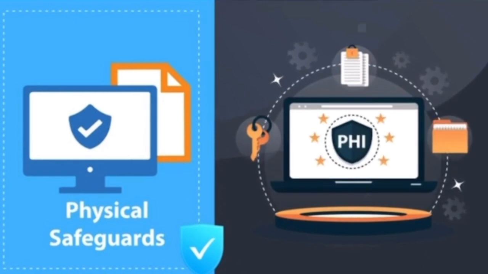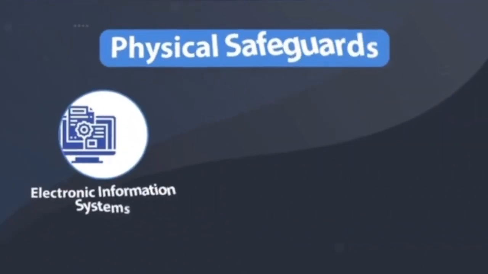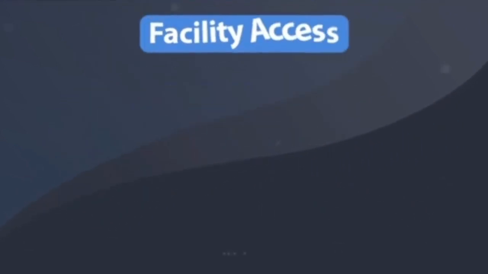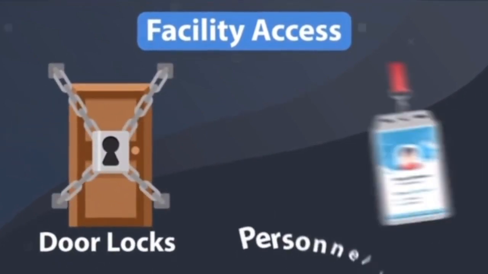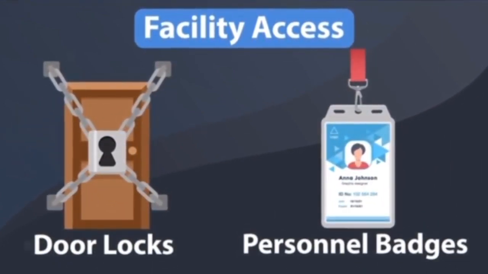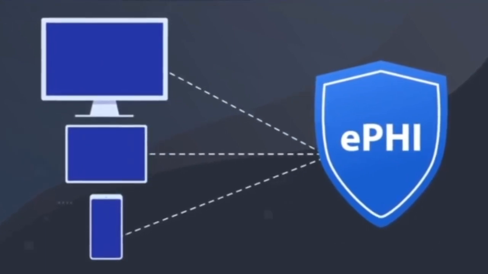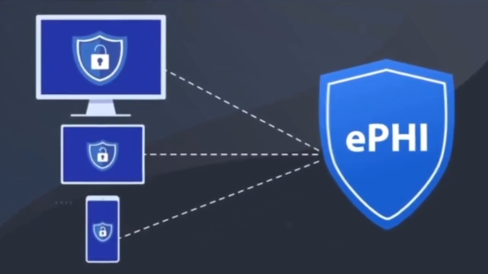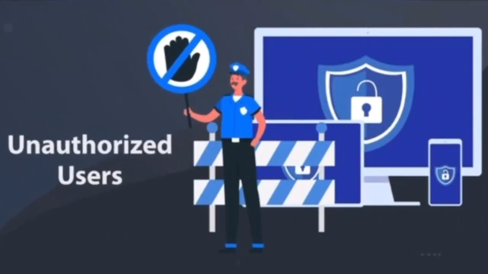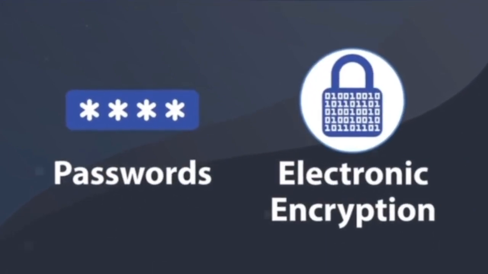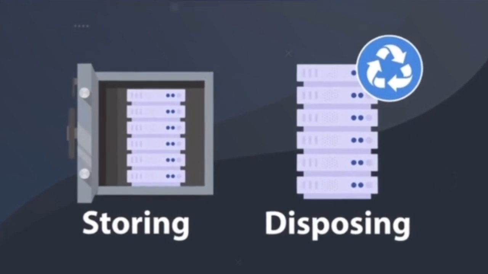Let's move on to physical safeguards. Physical safeguards are the procedures for protecting PHI within the electronic information systems, physical equipment, or buildings that it's stored in. These safeguards include facility access controls such as door locks and personnel badges that control who is able to enter the facilities that hold PHI or ePHI. When it comes to ePHI, any computer, tablet, or smartphone that can access ePHI needs to have proper protection and security so that unauthorized users cannot use that device to view the private information. This includes passwords and electronic encryption, as well as procedures for storing and disposing of these devices outside of the security facility.